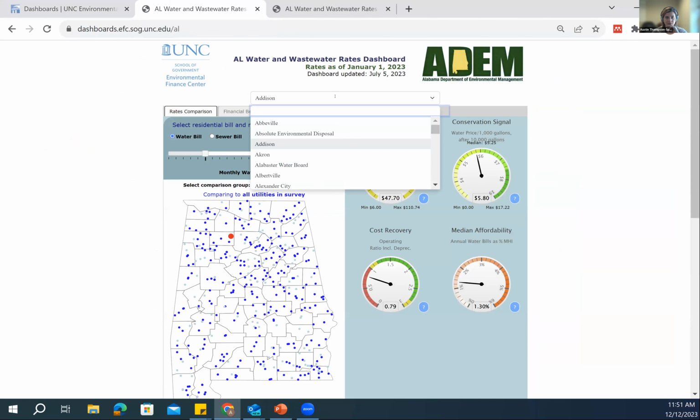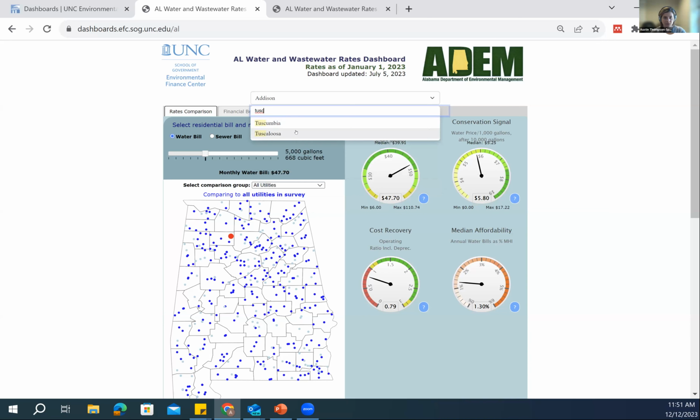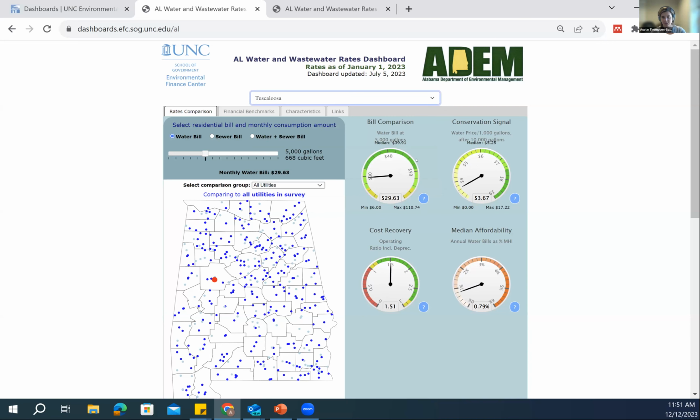So we can just basically pick a different utility. I'll go with Tuscaloosa again. You can see that the dials changed whenever I made that input change. Again, if you wanted to see the sewer bill, you could click on sewer bill. You can see that these changed, these didn't change because it's the same utility. And then the water and sewer bill, and you can hopefully see how the dials change as I do that.